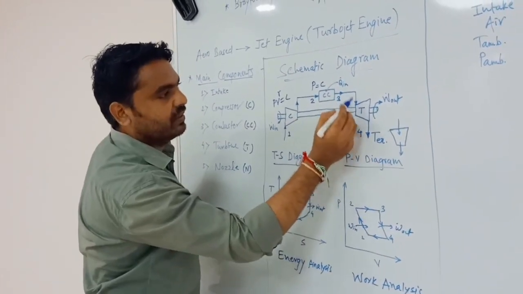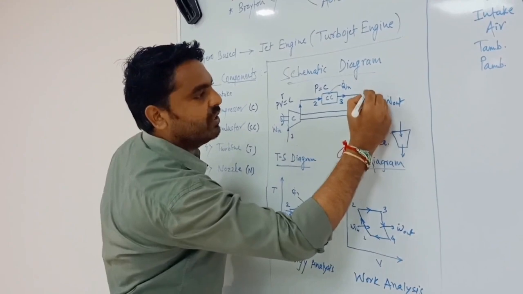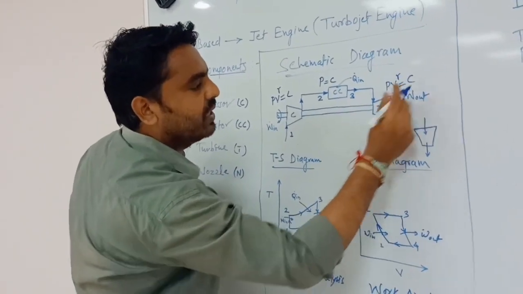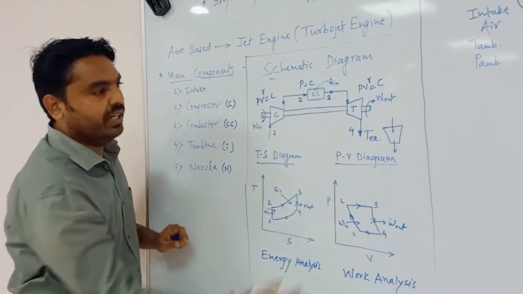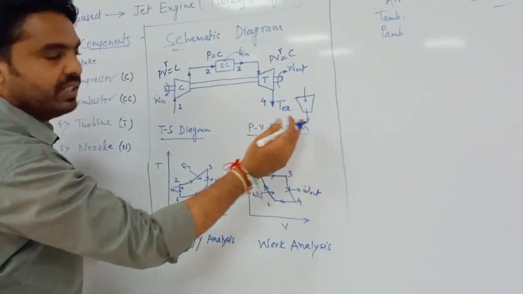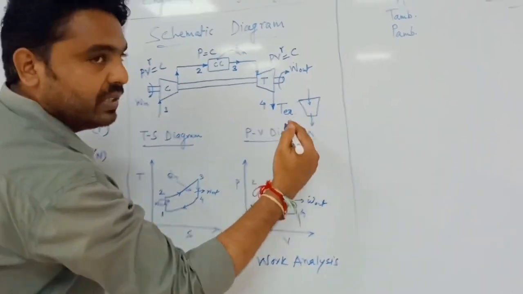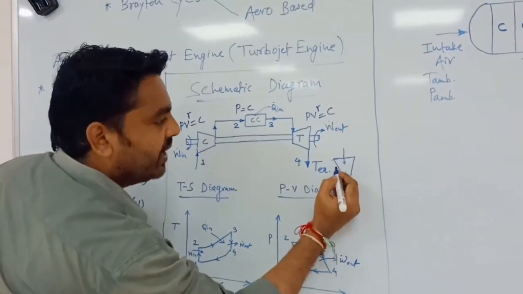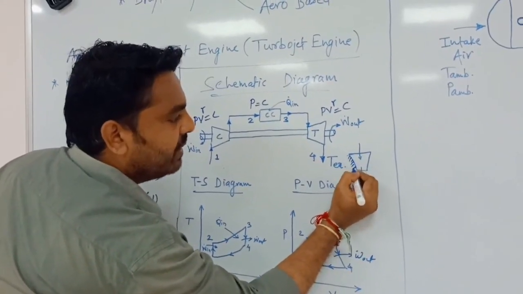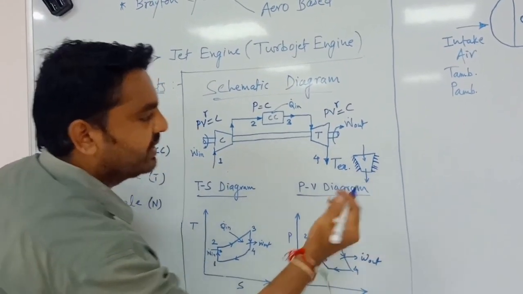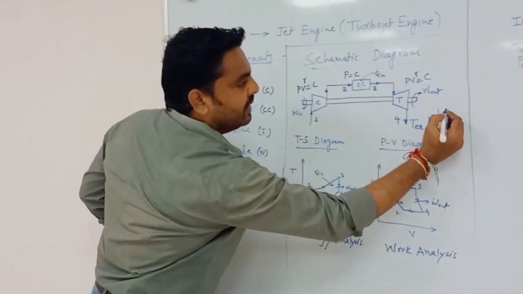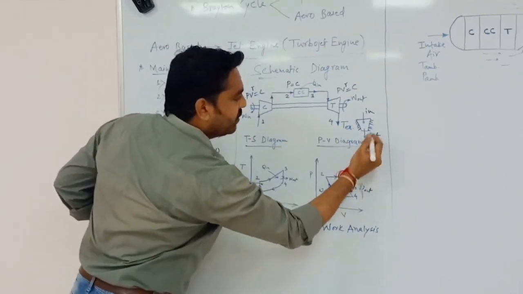And after that, hot gases go to the turbine. Again, the turbine obeys the same law, PV raised to gamma equal to constant. Isentropic expansion is happening here, right? The nozzle is a reversible adiabatic nozzle. It produces no energy and no work, right? It does not consume any energy as well, right? So we'll consider it as a reversible adiabatic thermodynamic system. So this is hot gas in, hot gas out, which produces the thrust.